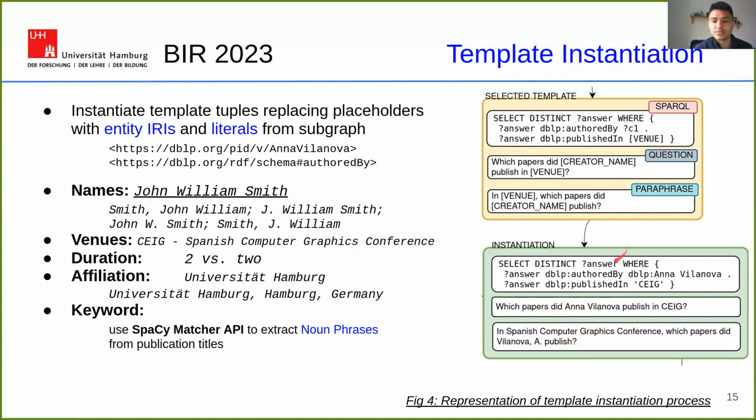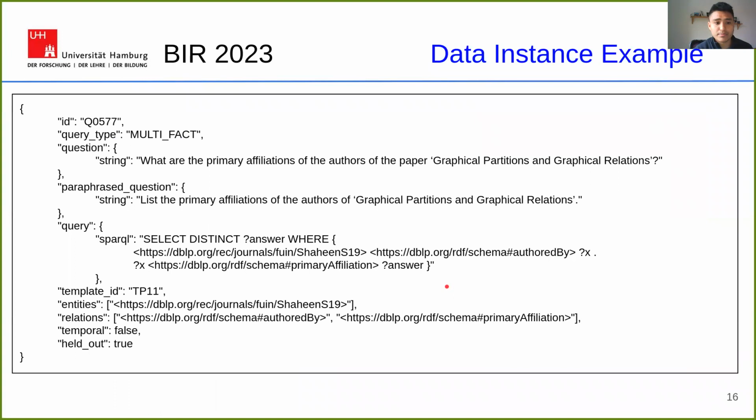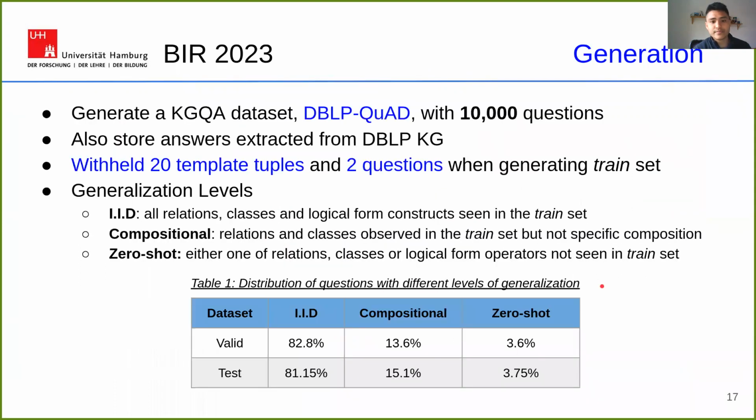So using these augmented data, we instantiate the question templates as shown here, and using the entity IRIs and literals, we instantiate the SPARQL templates as shown here to form the data instance. Here is an example of a fully formulated data instance. So we have the question, a natural question. We have a paraphrase of the question. And then we have a template with the entity IRIs filled in. We also maintain a list of the entities, and we also maintain a list of the relations used in the SPARQL. This can be useful for entity linking and relation linking as well.